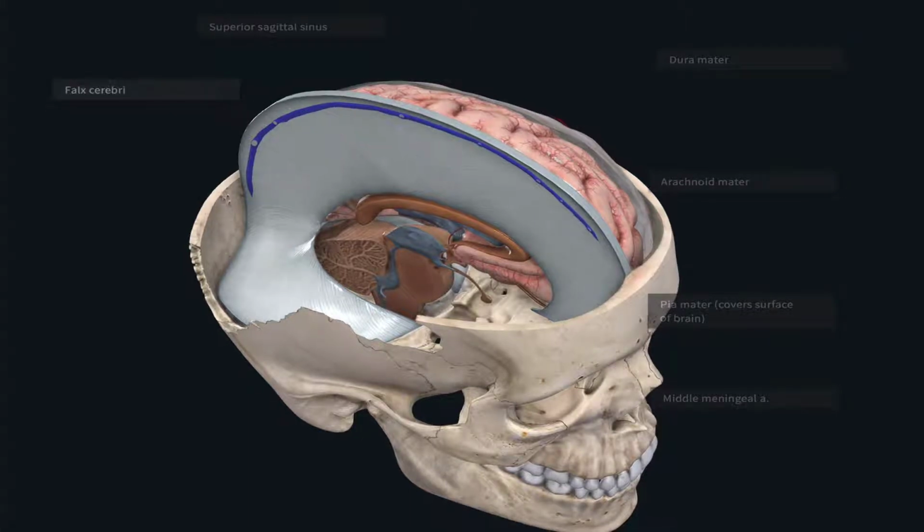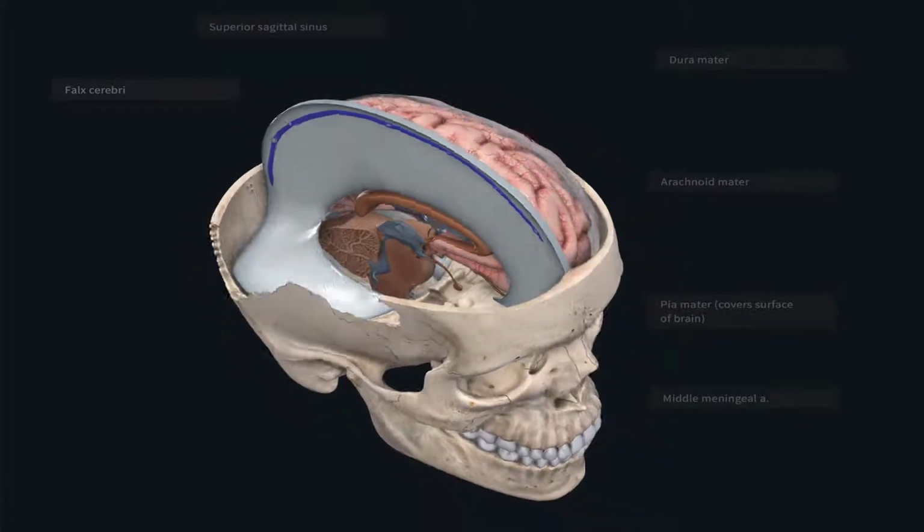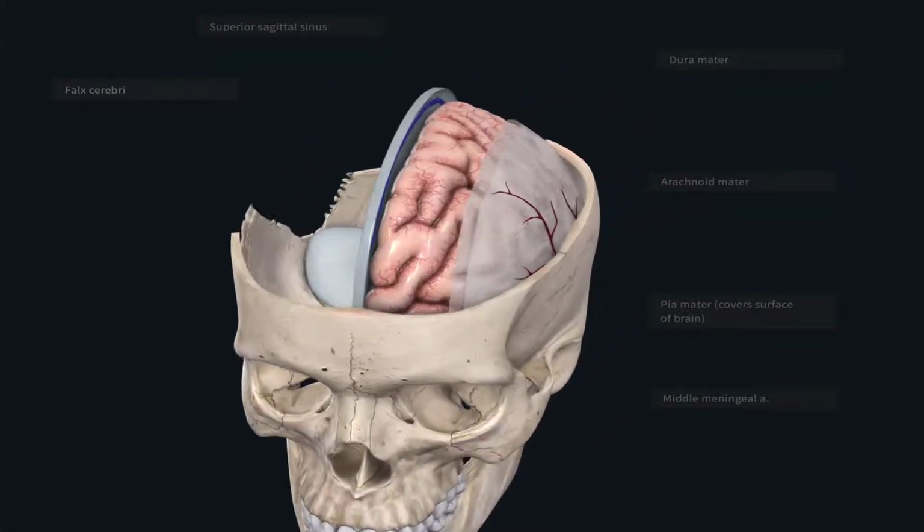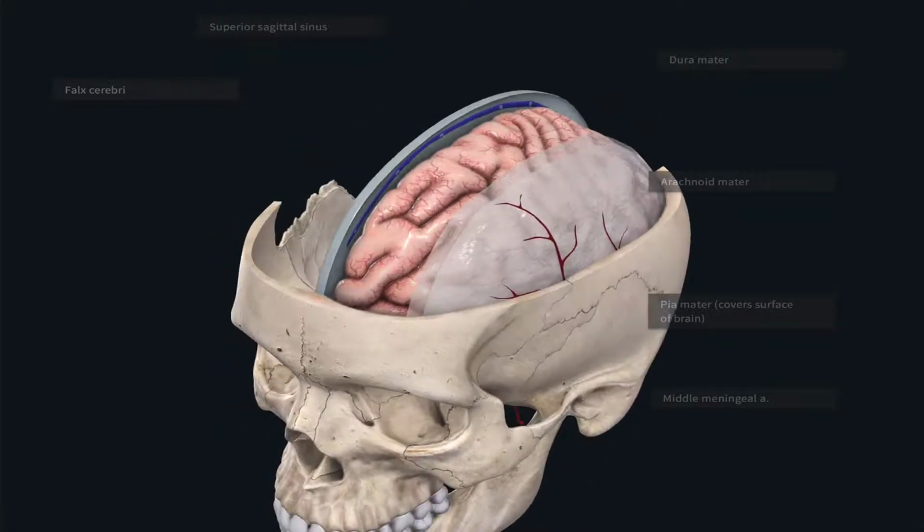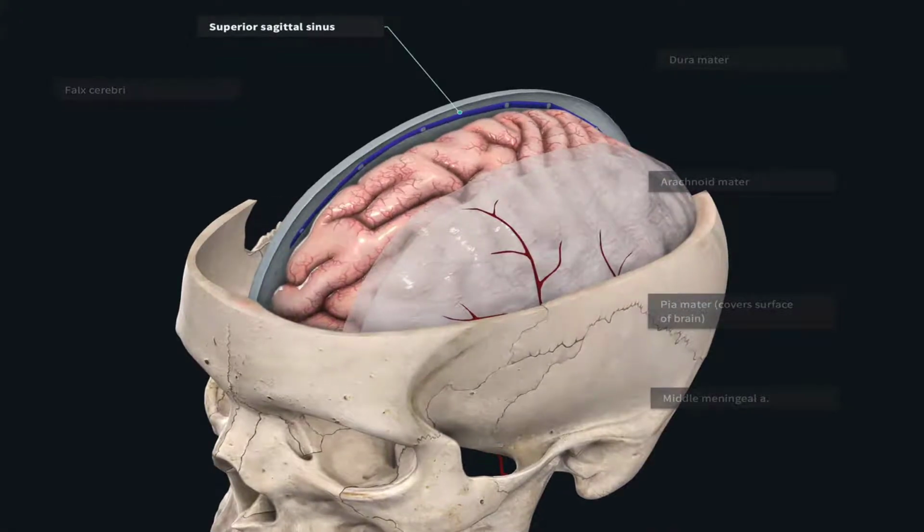The meninges are also going to create small cavities known as dural venous sinuses, like the superior sagittal sinus, which we see here coursing along the superior edge of the falx cerebri. These sinuses drain the venous blood of the brain.